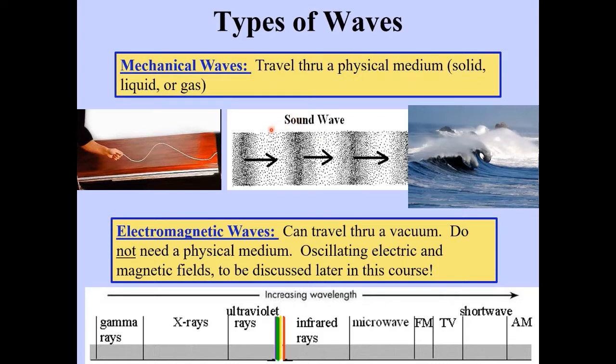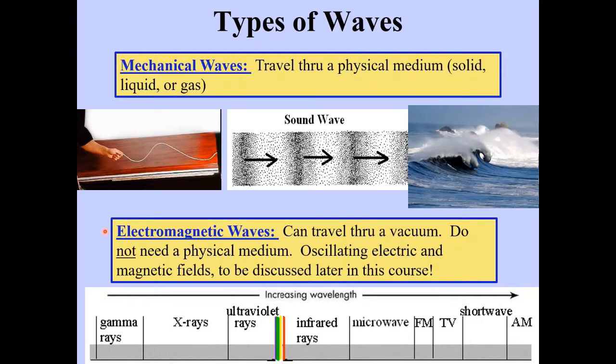A sound wave that we just saw travels through a gas. Typically, sound also travels through liquids and solids, but when we think about sound traveling through the air, that wave is traveling through the air itself, the gas of the air. And then ocean waves, of course, are waves that are traveling through a liquid.